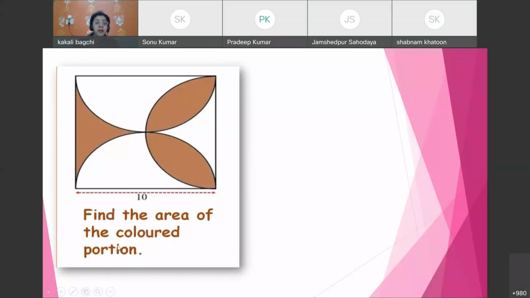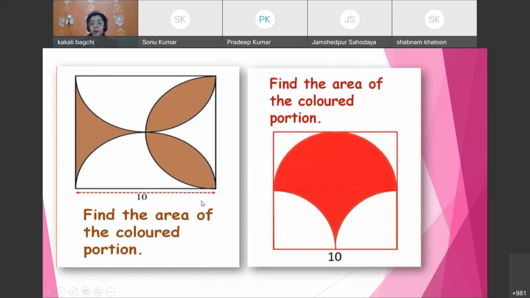Find the area of the colored portion. Apparently, it appears to be difficult for the children. Ask them to color it. But this colored portion and this white portion is same. That is, actually the student will have to find out area of a semicircle whose diameter is 10 centimeter. Here, find the area of the colored portion.